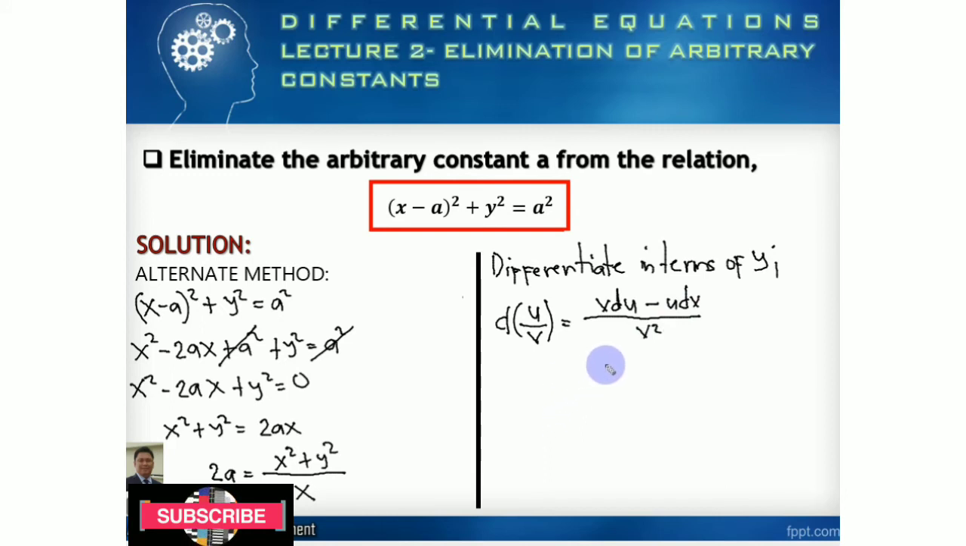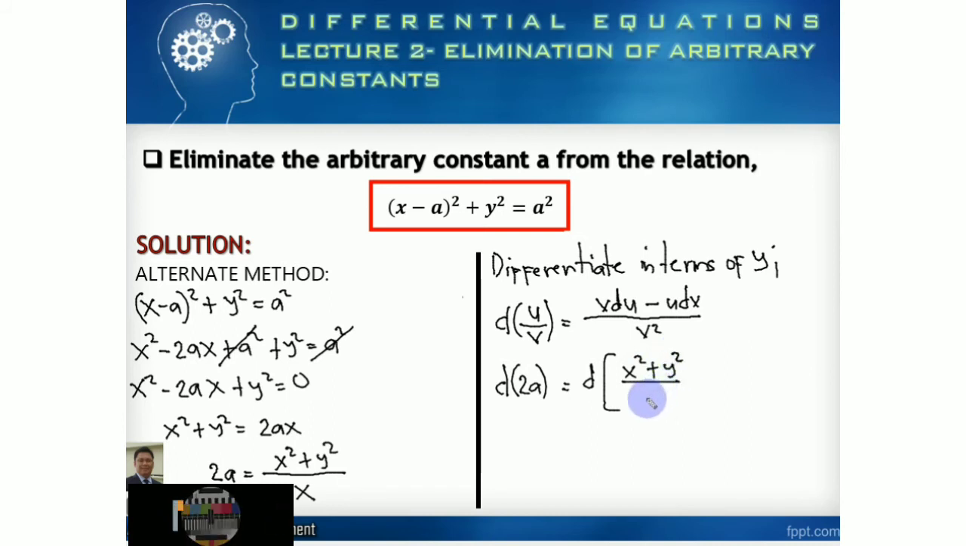Okay, so from here we can use this one. So this would be equal now to the derivative of your 2a is just equal now to the derivative of x squared plus y squared all over your x. Okay, so this is just a constant actually, since from your problem, arbitrary constant a, so this is just equal now to 0.